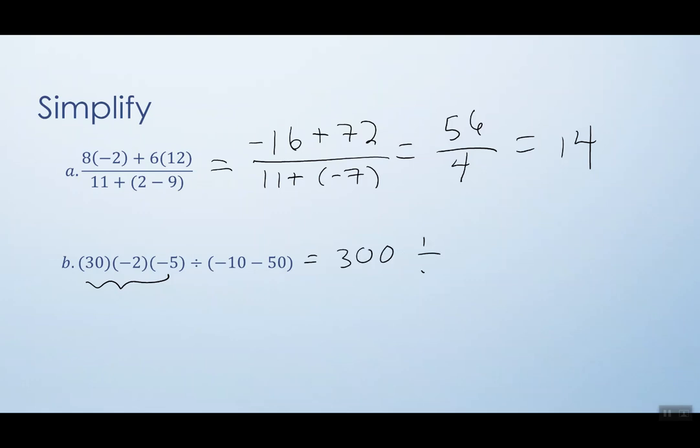And then in parentheses, I have negative 10 minus 50, which is negative 60. So now I have 300 divided by negative 60. We know that's going to be a negative. Positive divided by negative comes to be negative, and it will be negative 5.